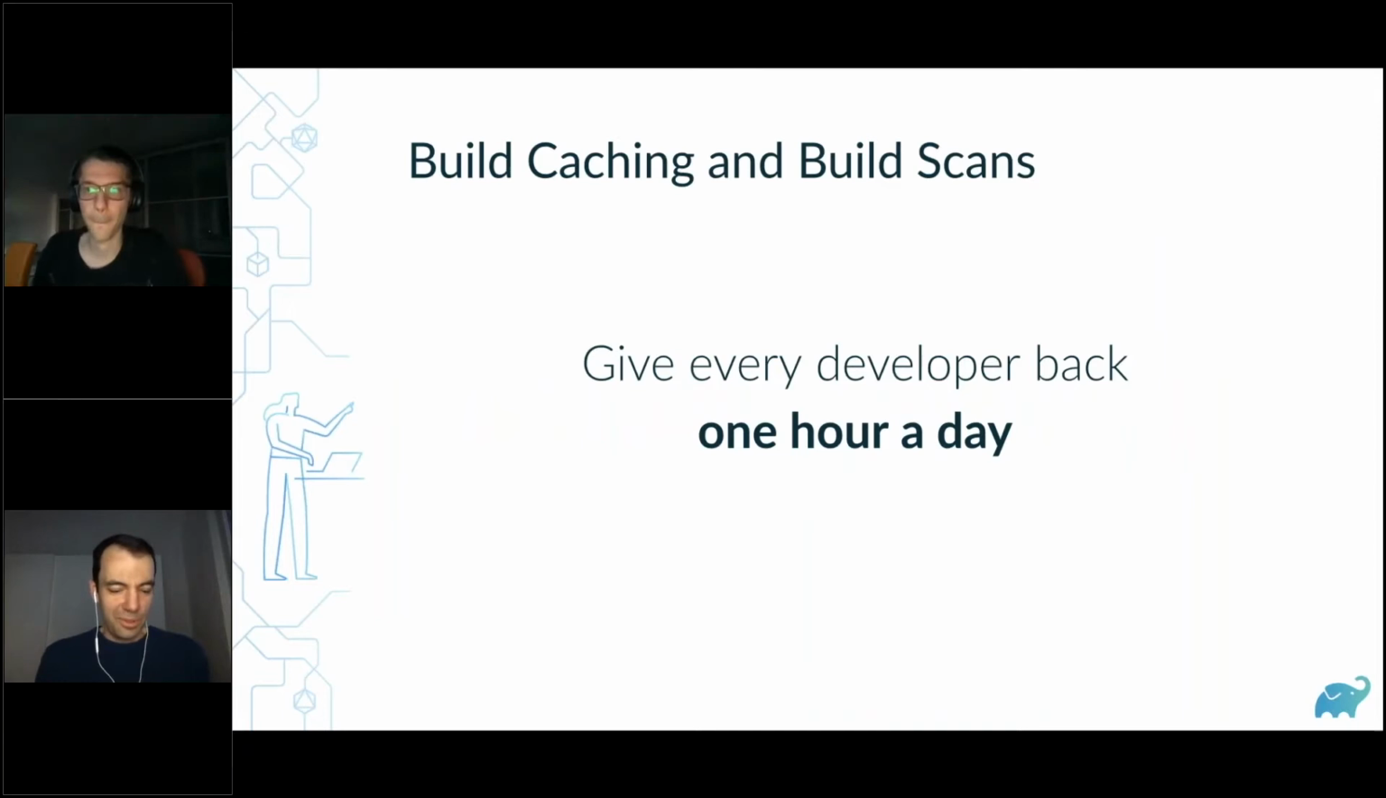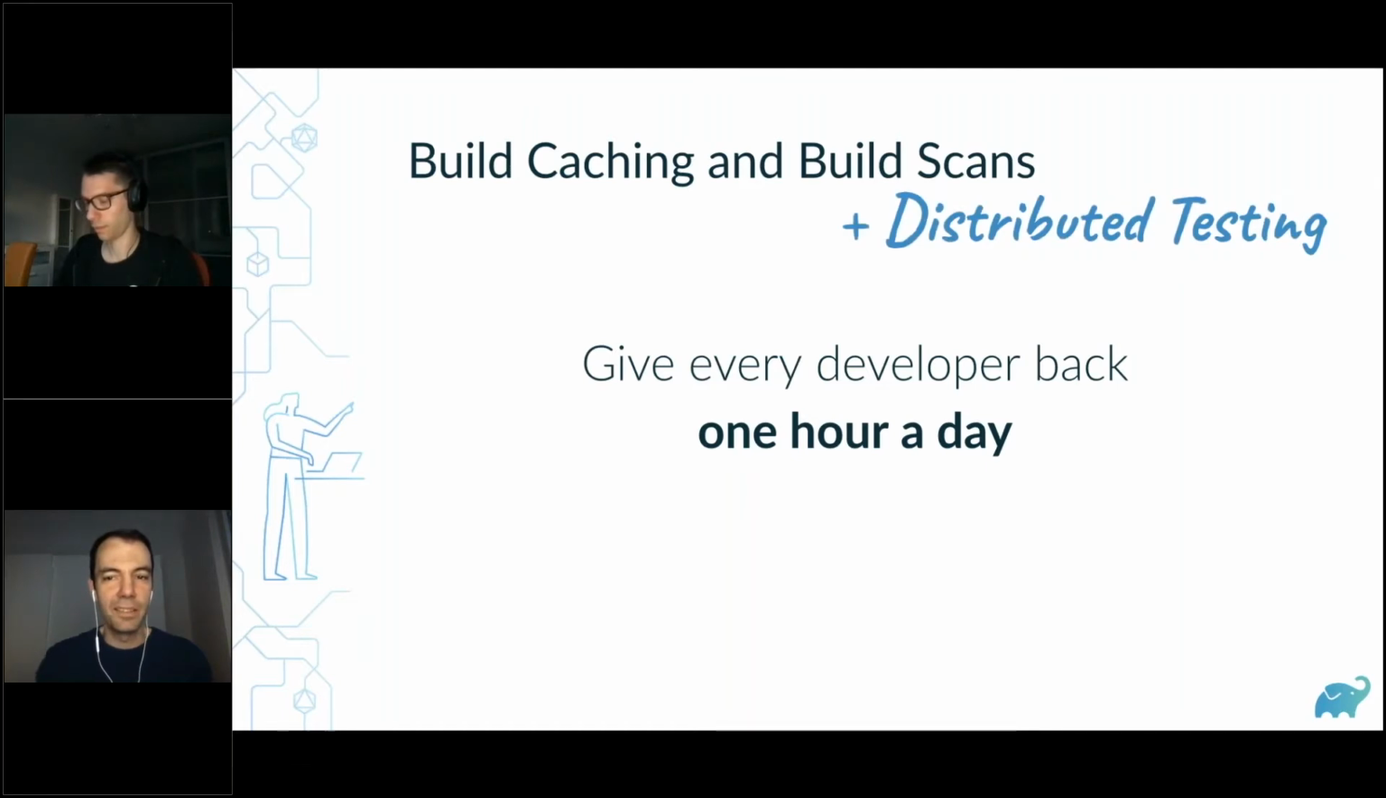So to sum this up, if you have ever visited the Gradle.com website, you probably came across this statement here, that build caching and build scans can give every developer back an hour a day. And I believe now that we add distributed testing to the mix, we can even change that. We can say we can give every developer back 2 hours a day. I think that would be a very motivational, inspiring goal to have, not only for me as a developer at Gradle, but for everyone really, being excited about faster builds, faster feedback cycles, and increased productivity.